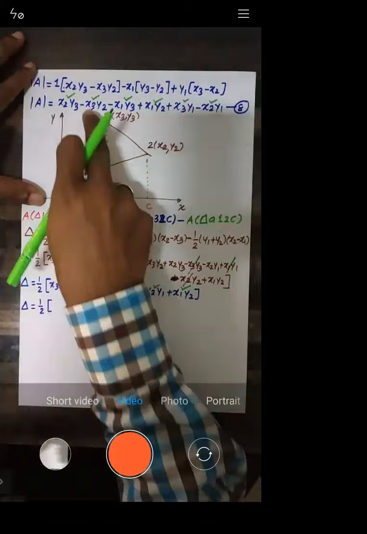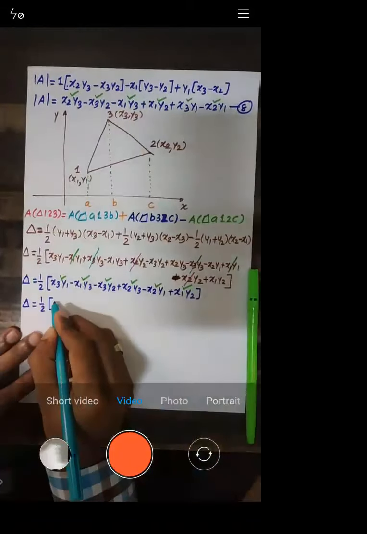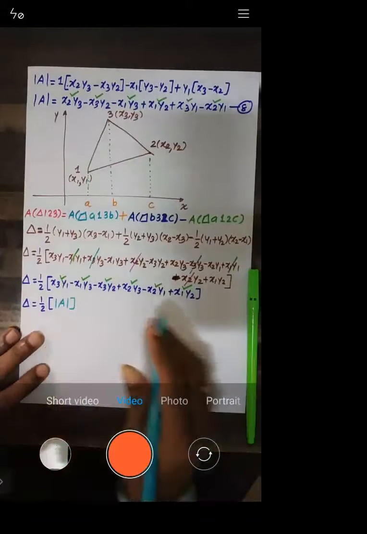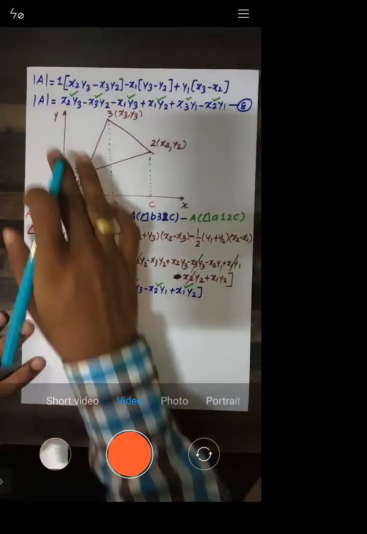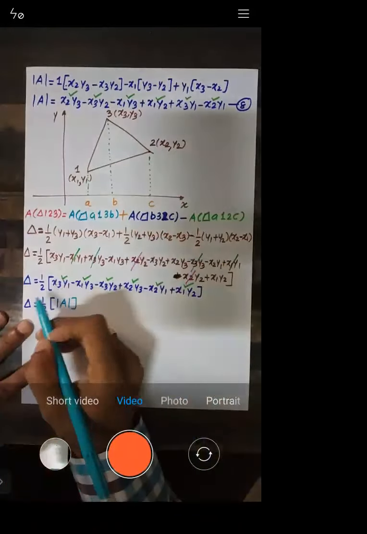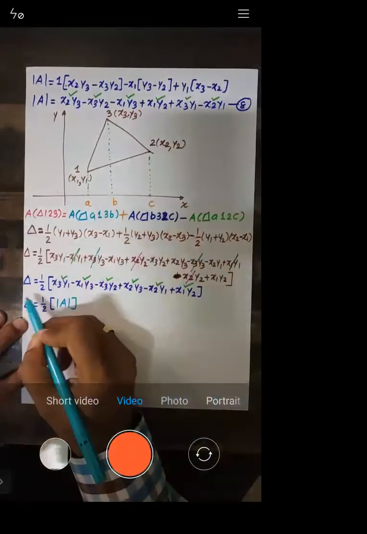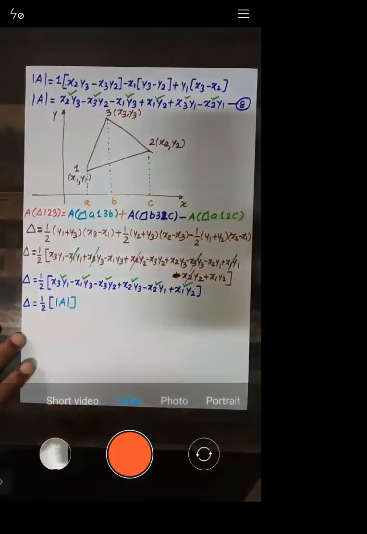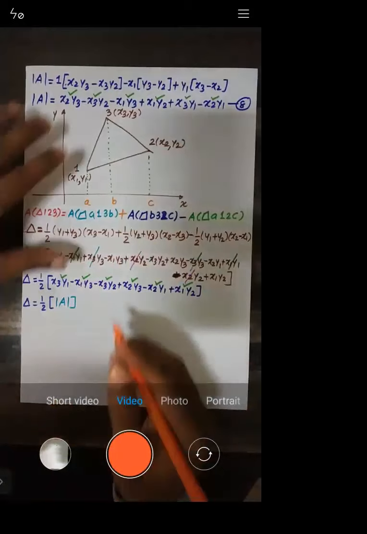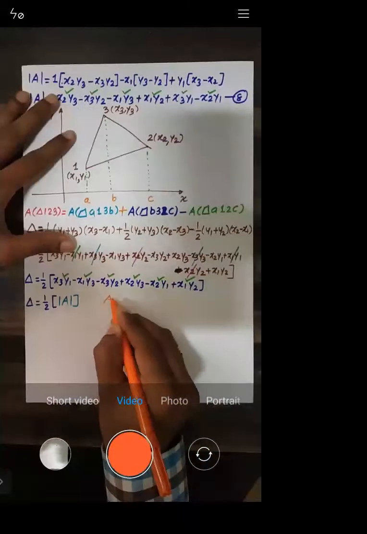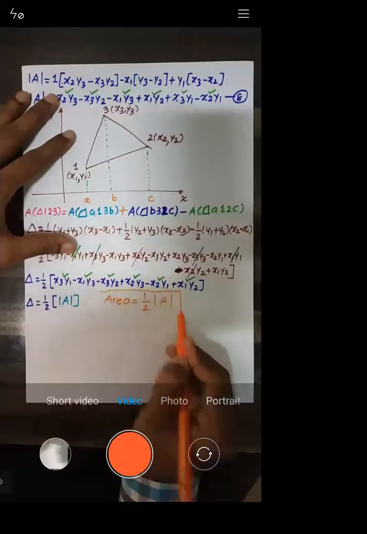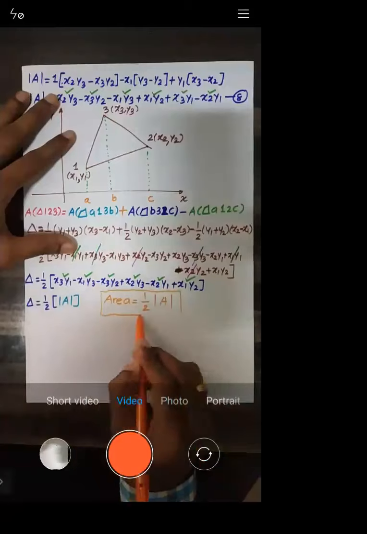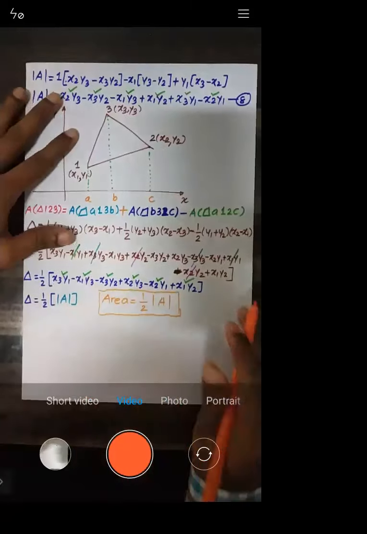So I'll write this as into mod of A, right? That is the reason I told you I need to represent this area in terms of mod of A. So delta is nothing but area. If you need to calculate area, how will you calculate? Area is given by half into mod of A. This is the expression which you need to remember, because on this expression only we'll be solving the problem.